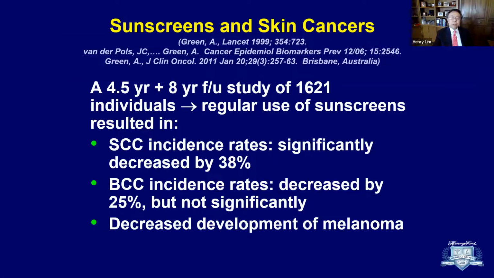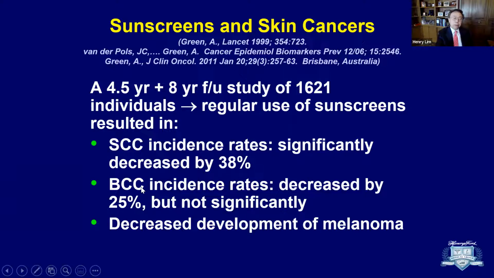What is the effect of sunscreen on skin cancer? This has been studied very well. This is probably the best studied, a total of a 4.5-year plus 8-year follow-up study, or 12-year study, of 1,600 individuals from Australia. Clearly, these are a lot of fair-skinned individuals who get a lot of sun exposure. What was found is that regular use of sunscreen resulted in a decrease in squamous cell carcinoma by 38%, which was statistically significant in this study.